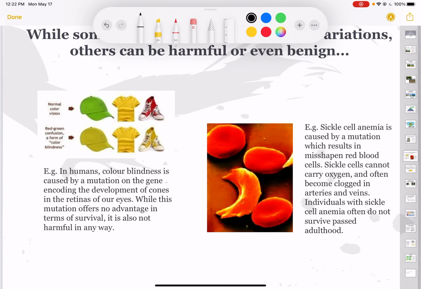So on the left-hand side here, it says, in humans, color blindness is caused by a mutation of a gene encoding the development of cones in the retinas of your eyes. While this mutation offers no advantage in terms of survival, it's also not harmful in really any way. So people who are colorblind, yeah, it's a mutation, but again, not necessarily the worst thing in the world, not necessarily the best. It's benign is what we're saying.